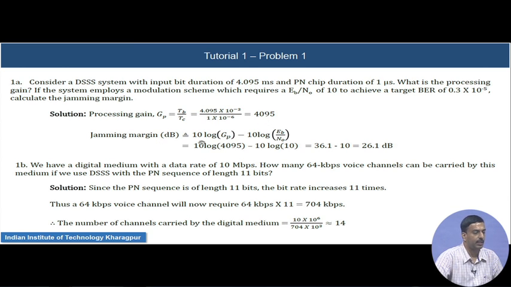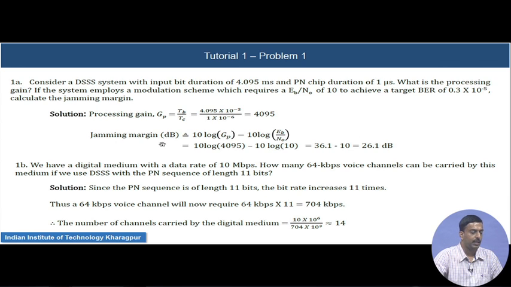Again, jamming margin by definition is the ratio of processing gain to the Eb by N naught ratio, and in dB terms it is the difference between these two quantities. Since we are given the Eb by N naught ratio for a target bit error rate, we merely substitute the value here and the value of GP as obtained in the previous step in order to calculate the jamming margin in dB units.